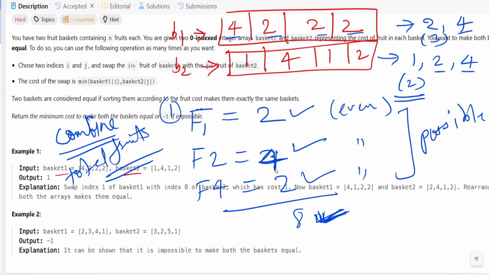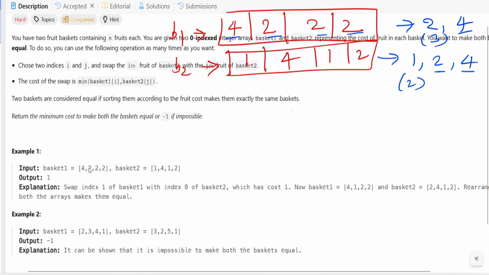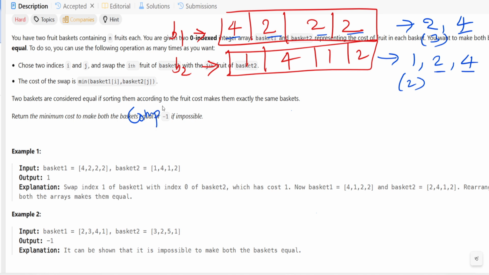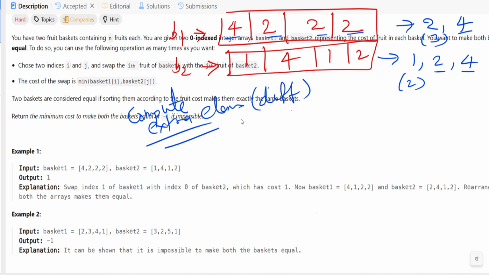Right? So what should we do next? When it is possible, we have to compute the extra element difference. Means we have to find the difference now. Let's understand how to find the difference. Let me clean it. So what we have seen is total is coming 8, right? Now in the next step, we compute the extra element. How are we going to do that? Means we have to find the difference. If we want to find the extra element, we have to find the difference, right?